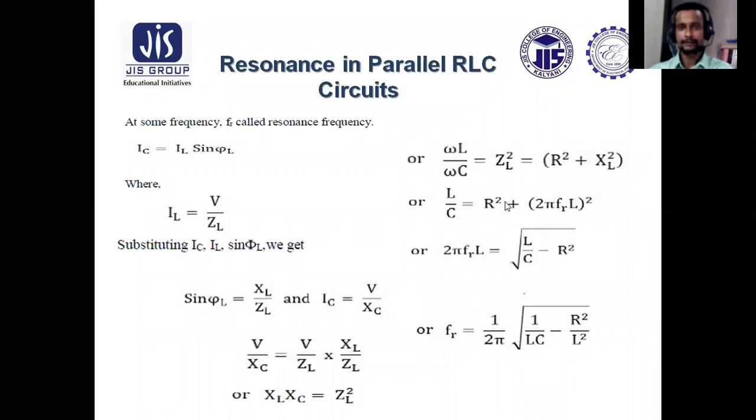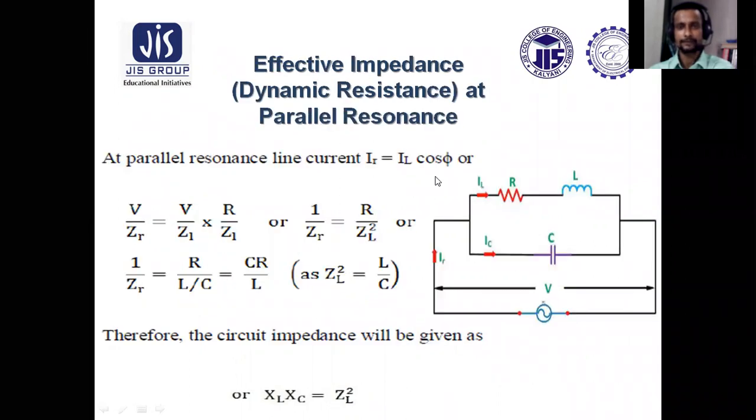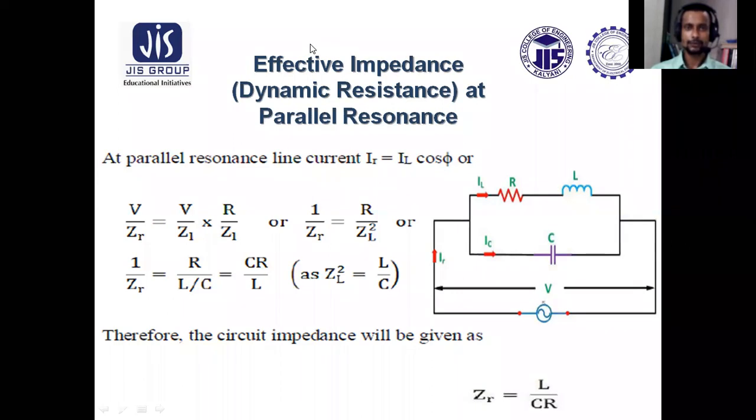See, ZL square equals L by C. This omega will be cancelled. ZL square equals L by C. So this ZL square is substituted by L by C here. So finally we'll get ZR equals L by CR, which is known as dynamic resistance at parallel resonance, or the effective impedance of the circuit.